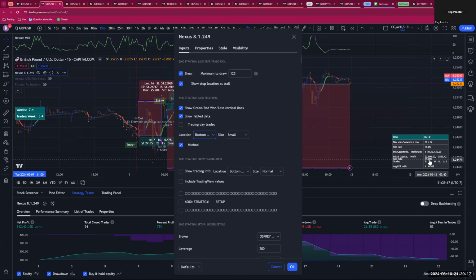Okay, so I'm going to remove this one line in the middle here so that we just got that one up there. And then I'm going to publish this. And so it won't be 8.1249, it'll be 8.1250. That is it.